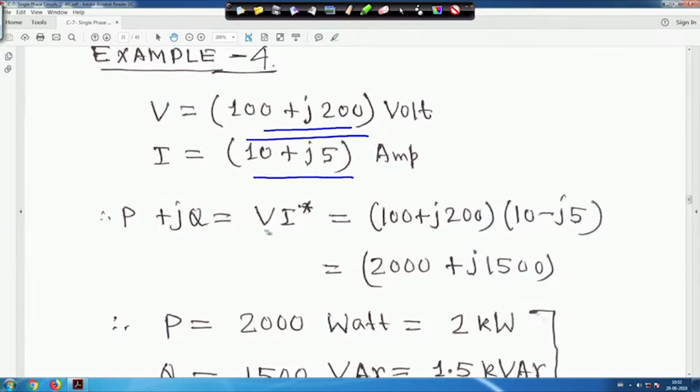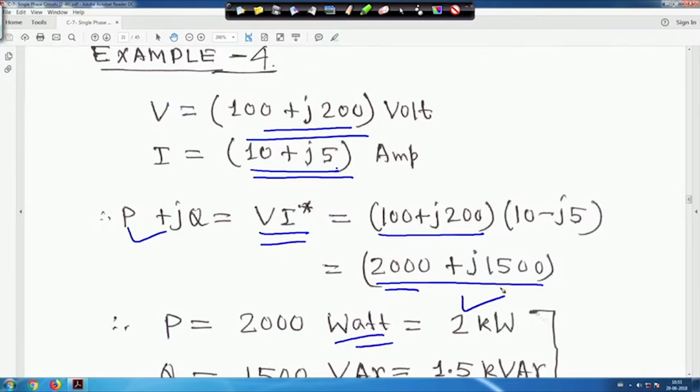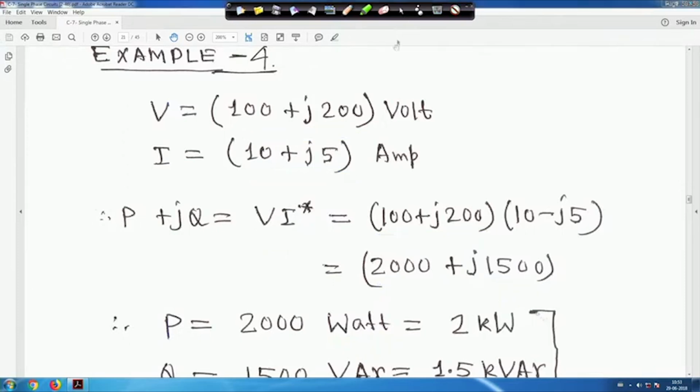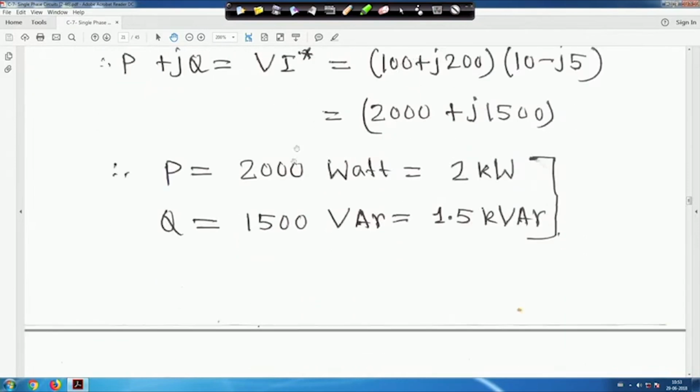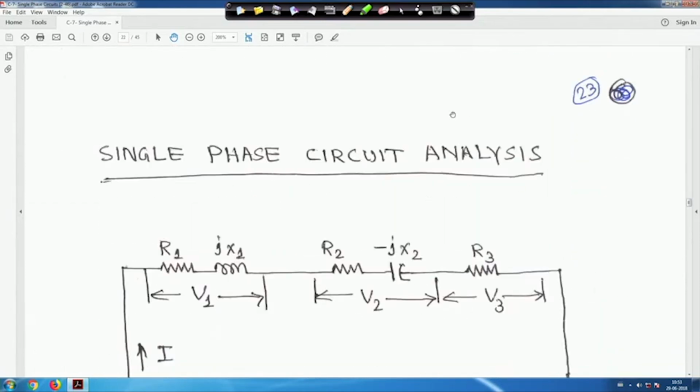So P plus JQ is equal to, just for your understanding, we have taken V I conjugate. So V is 100 plus J2 and I is equal to 10 plus J5, and its conjugate will be 10 minus J5. Therefore if you multiply, it will become 2000 plus J1500. So that means separate real and imaginary parts. So P is equal to 2000 watt, that is 2 kilowatt, and Q is equal to 1500 var, that is 1.5 kilovar.